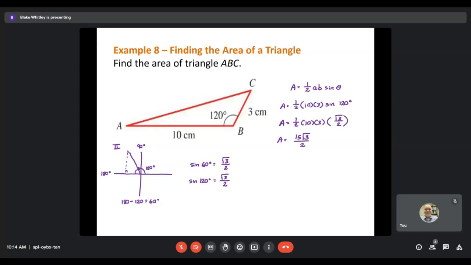And then as always, if you have units in your problem, always think about your units on your answer. We found an area. Our units here were in centimeters, so our area should be in centimeters squared. And then, of course, in WebAssign, if it asks you for an approximation to round to so many decimal places, then we could just put 15 square root of 3 over 2 into our calculator, get a decimal value, and then round that appropriately.